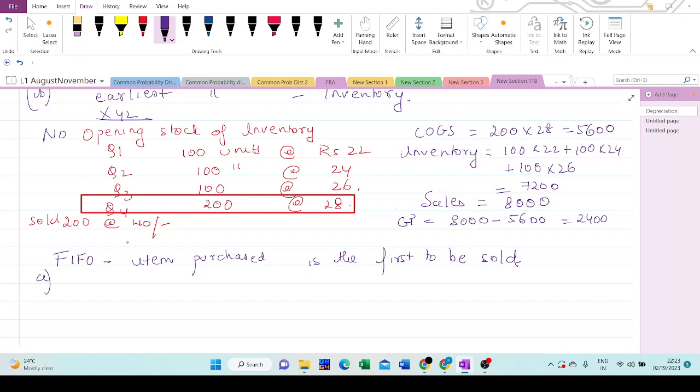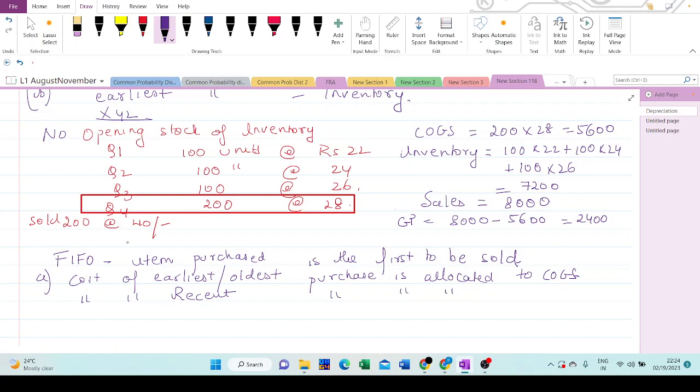Okay, so now please write this down. The cost of the earliest purchase is allocated to COGS. Right? In LIFO, the cost of the most recent purchase was being allocated to COGS. Here, the cost of the earliest purchase, the oldest purchase, is allocated to COGS. So, cost of earliest or oldest purchase is allocated to COGS. And cost of recent purchase is allocated to inventory, right?